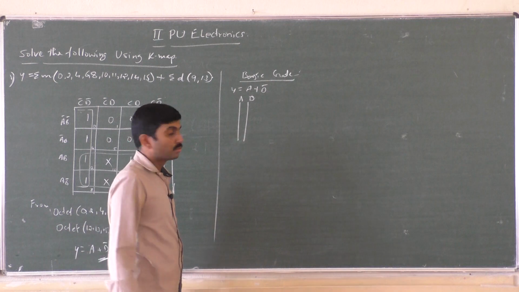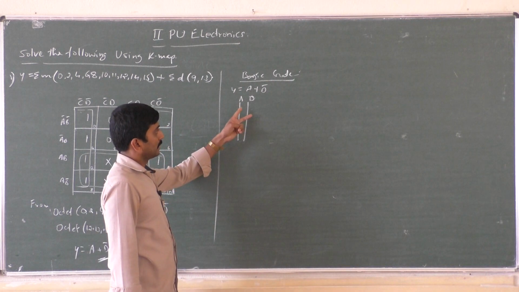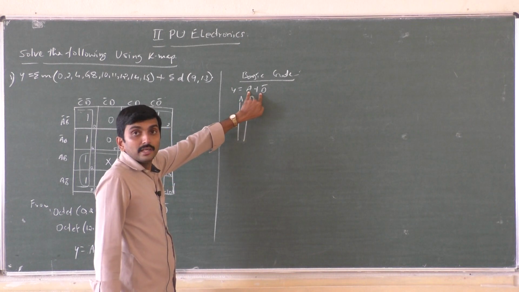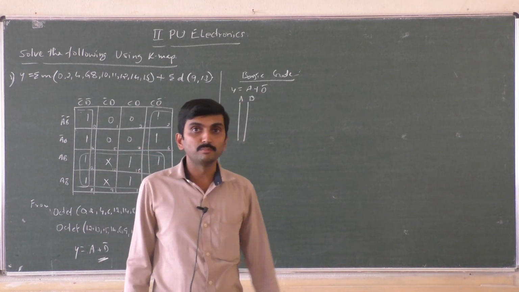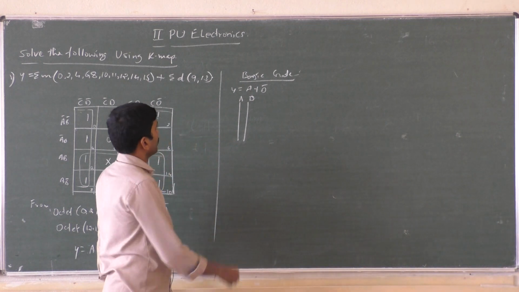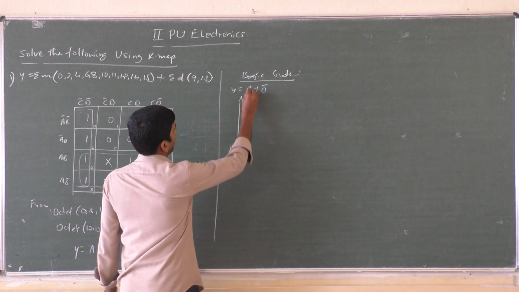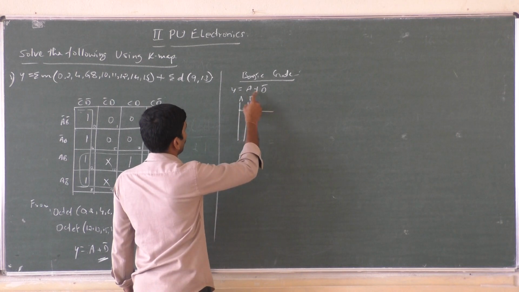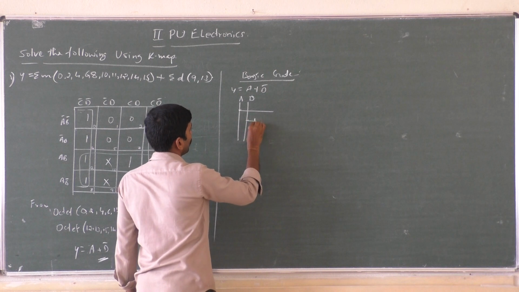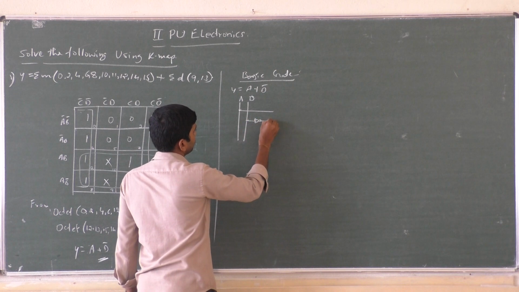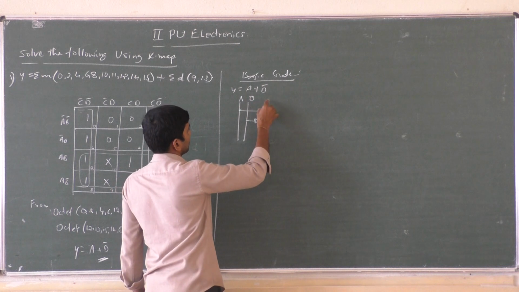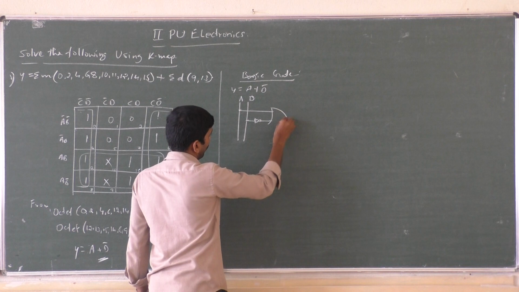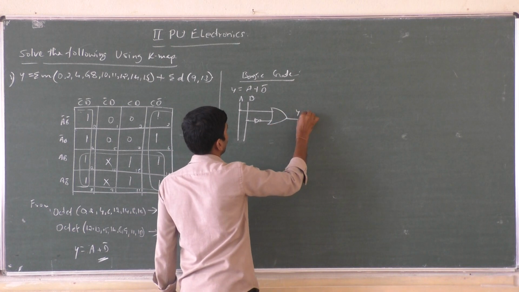Draw 2 lines. What are those 2 lines? A and D. Why? Because we have only 2 variables in the simplified Boolean expression. So, we did like that. Okay, A, from A, single line, no Boolean operation, and D bar. So here you have to complement it, and these 2 variables are logically added, OR gate. Okay, this is Y equal to A plus D bar.